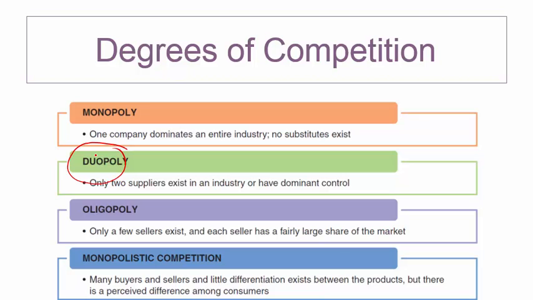Okay, good. Monopolistic competition. Many buyers and sellers, little differentiation exists between the products, but there's a perceived difference among consumers. Any ideas there?